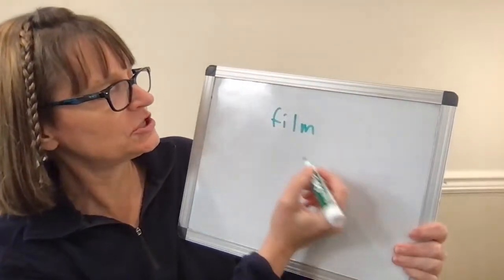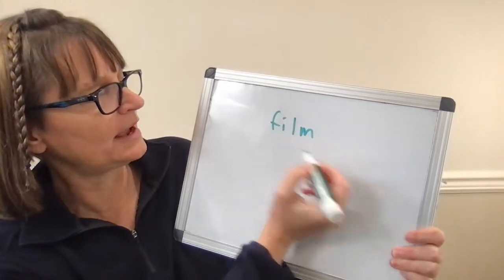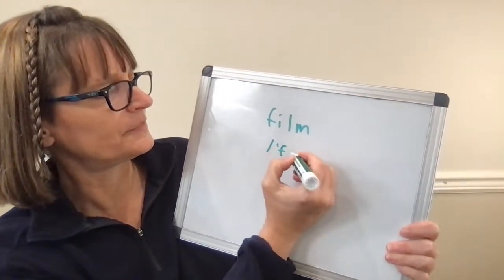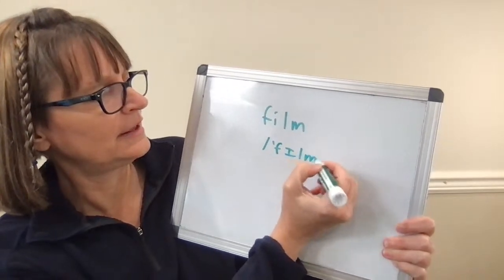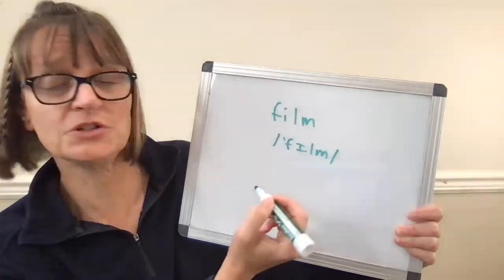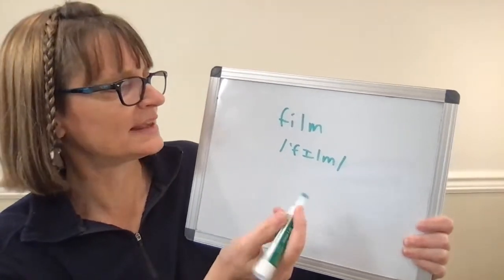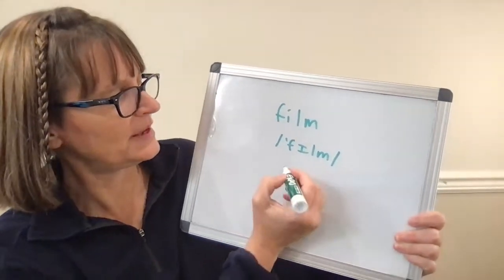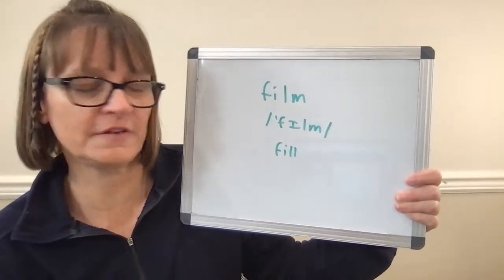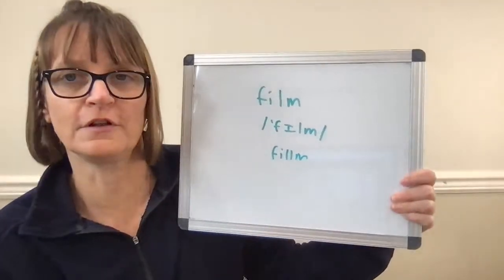Okay, we have a request for the word film. In American English, this is a one-syllable word with the I vowel. Film. And we do the L and the M. I was thinking fill. So basically, to work on it, try saying the word fill, and then add your M. Film.